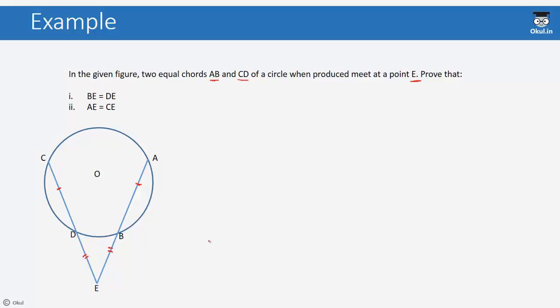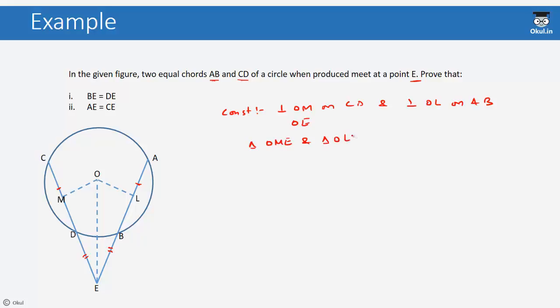Now let us draw a perpendicular from the center point O to the chords AB and CD. So the first construction is perpendicular OM on CD and OL on AB. The second construction that we need to do is joining the point O to the point E. Now we have two triangles, triangle OME and triangle OLE, that we have just made out of the construction.